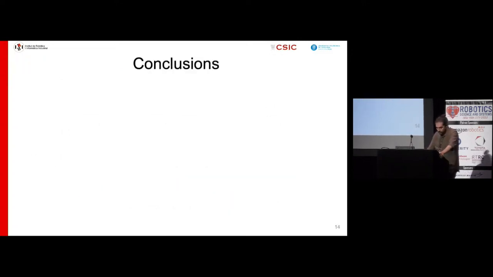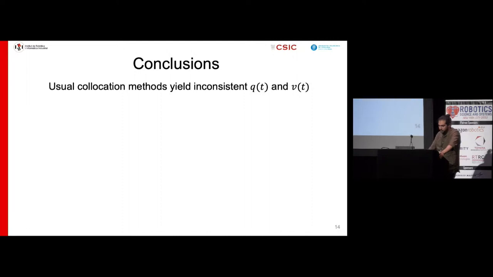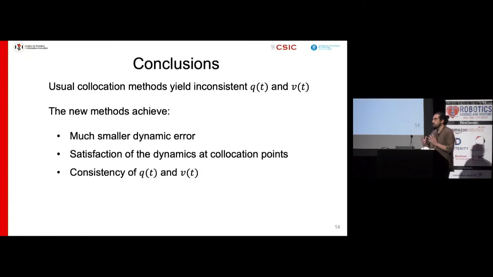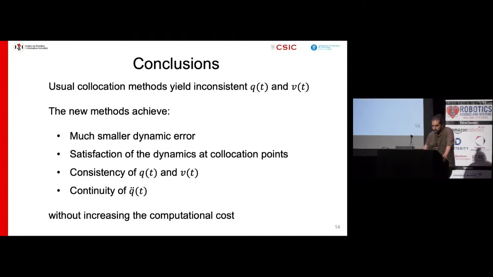So to wrap up, we can conclude that usual collocation methods yield inconsistent configuration and velocity trajectories, whereas the new methods we propose achieve trajectories with a much smaller dynamic error, satisfaction of the dynamic equation at the collocation points, consistency of the configuration and velocity trajectories, so less control effort will be required to track them, and continuous accelerations, which result in smoother trajectories, and all that without increasing the computational cost significantly.